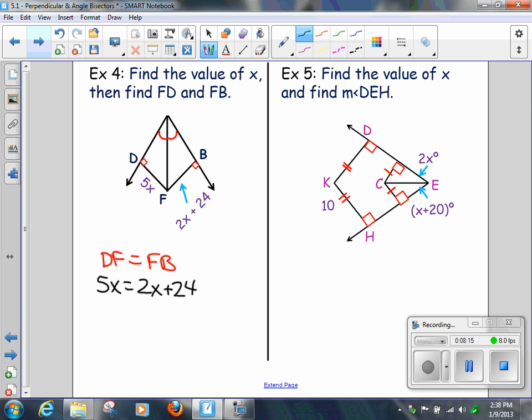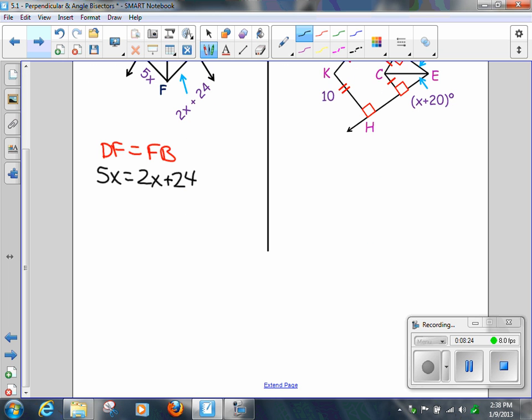Is the geometry over? Geometry's over. Now we're into algebra. But I like your confidence. That's all right, man. But you got to be confident. You were. I understand.